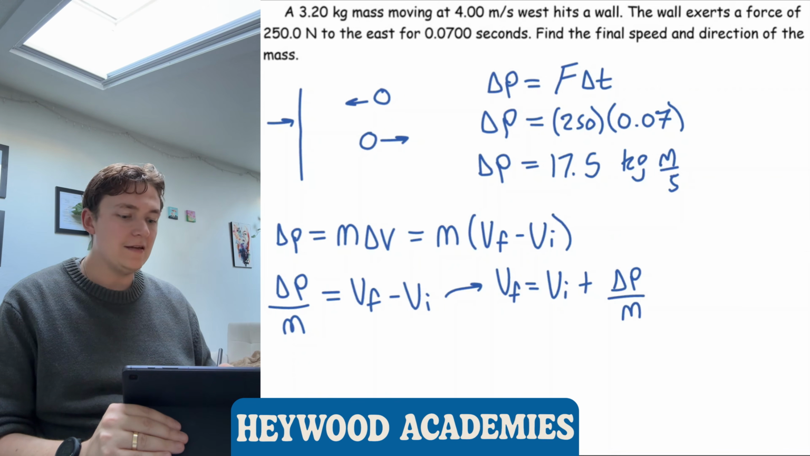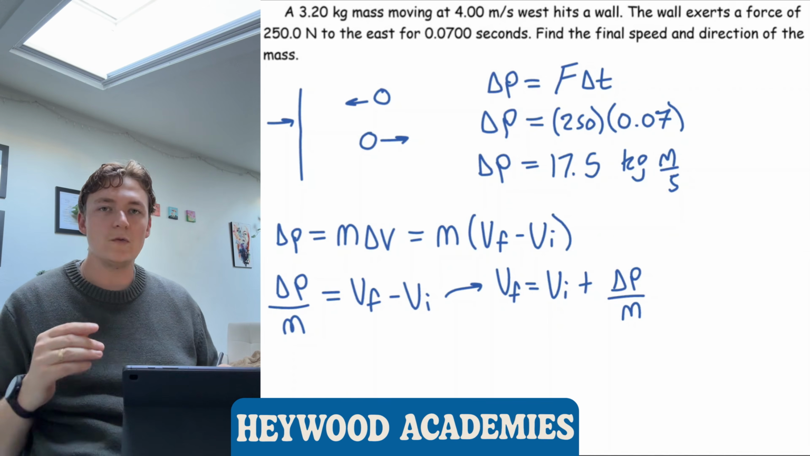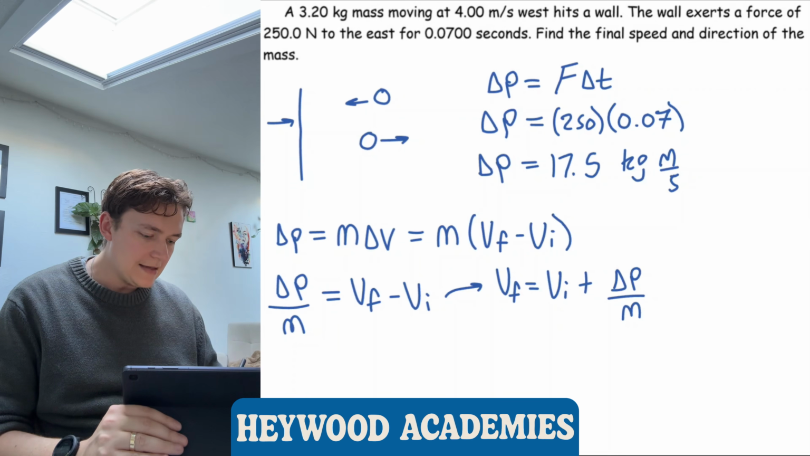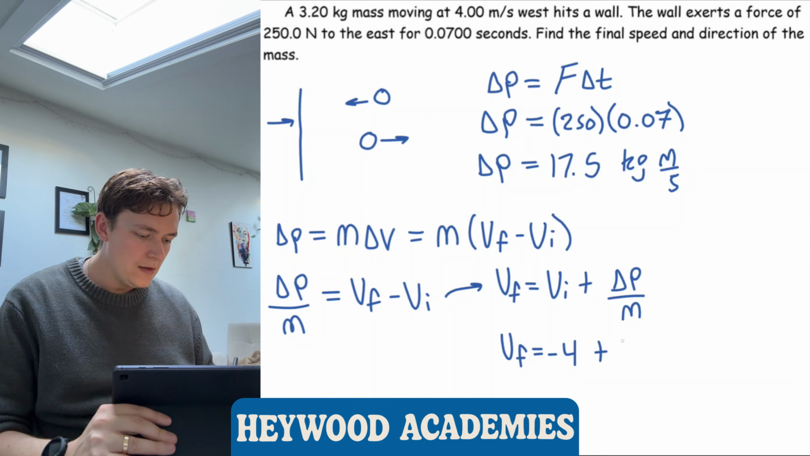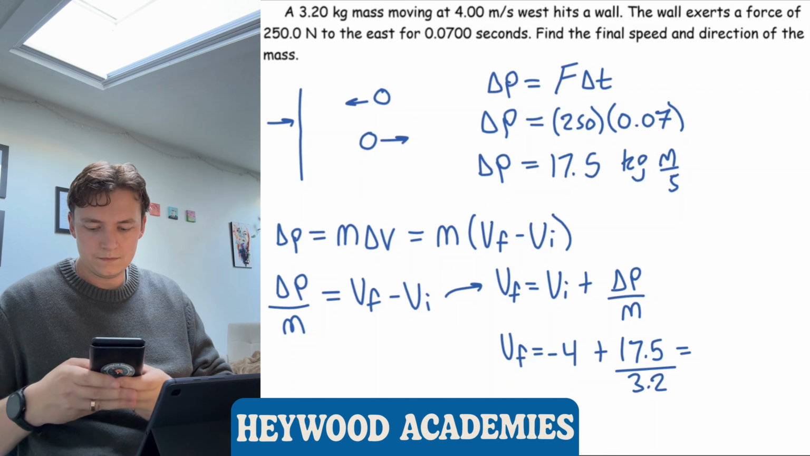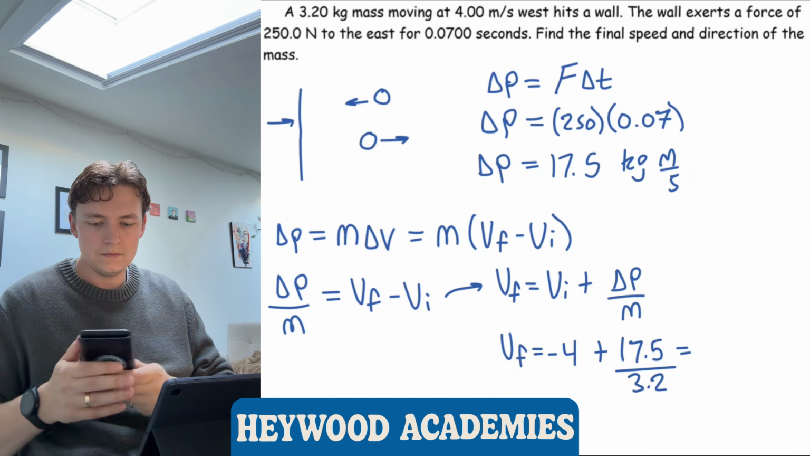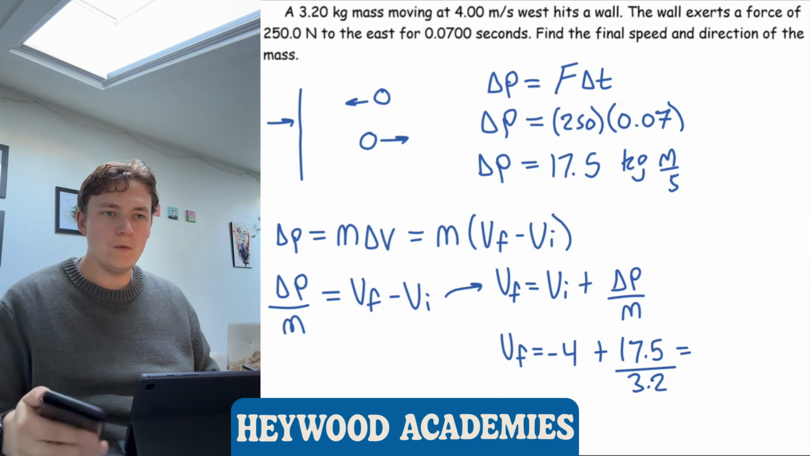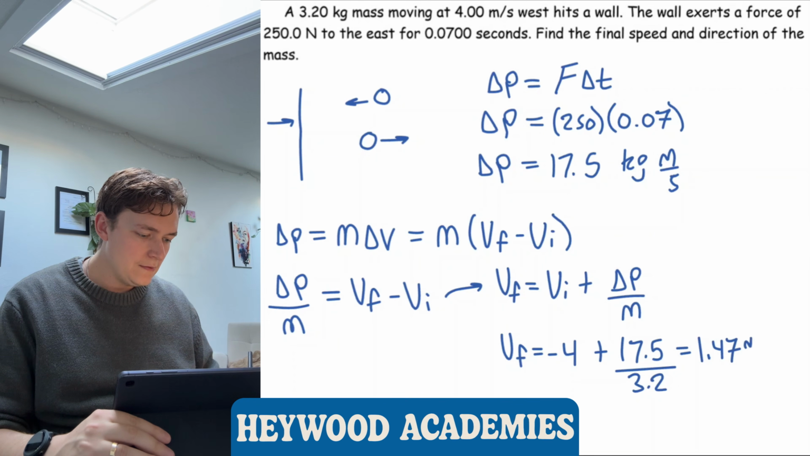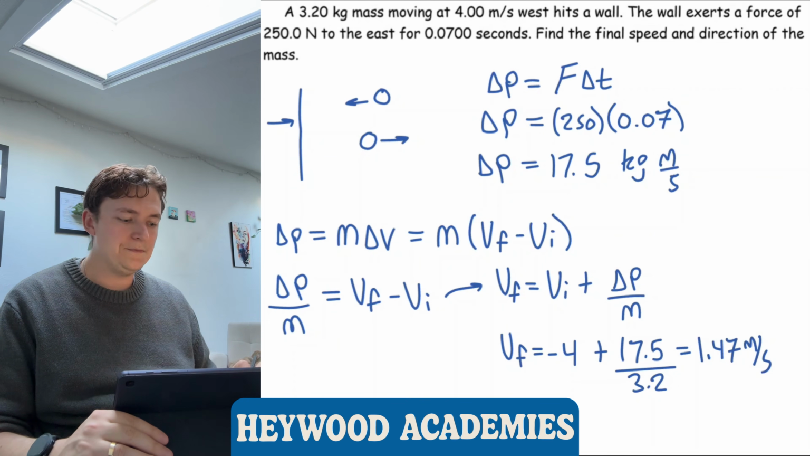So the initial velocity, this is the part we have to be careful because we said that going to the right is positive, but the initial velocity is going to the left. So we've got to plug that in as a negative value when we do this, or we're going to get our signs mixed up. So we'll plug that in as a negative 4 plus 17.5 over 3.2, and that will give us our final velocity. Okay, so we plug that in, we get 1.47, and that's going in the positive direction. So that would be heading east.